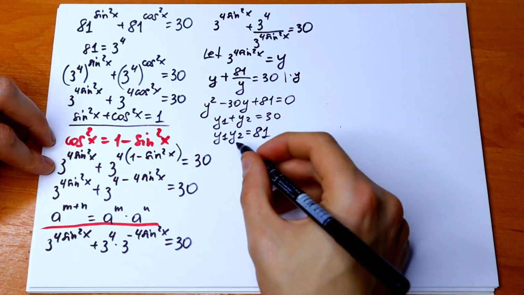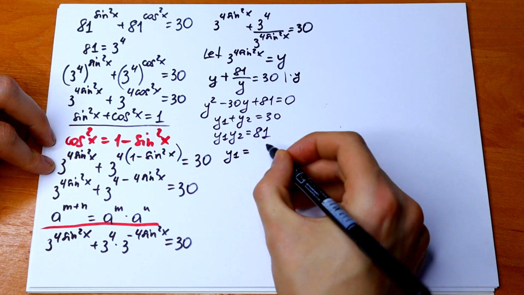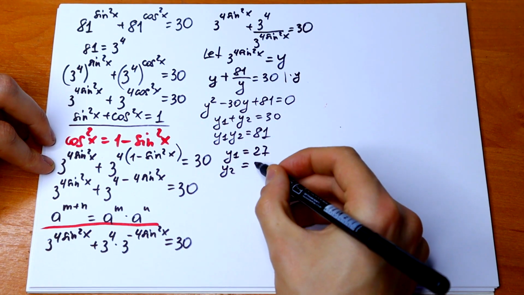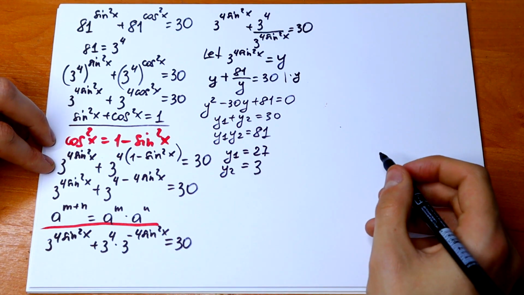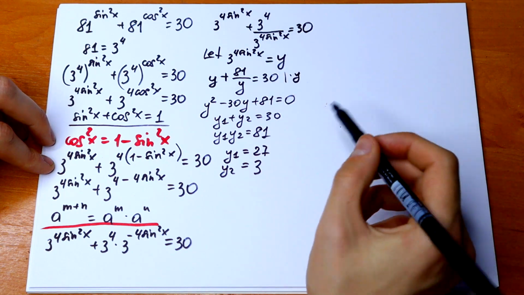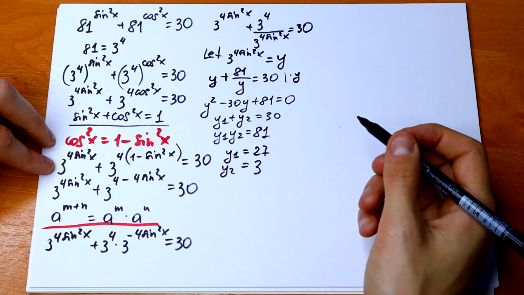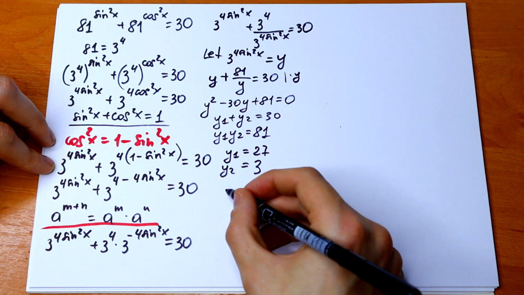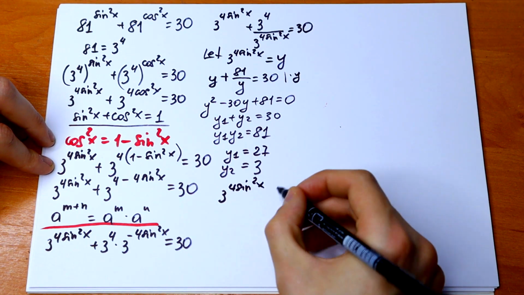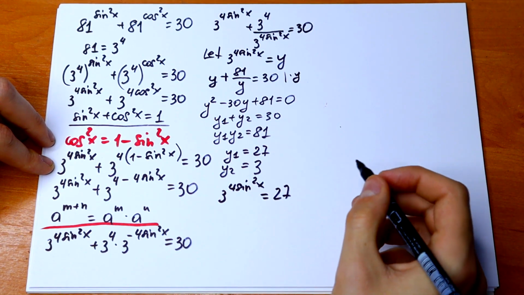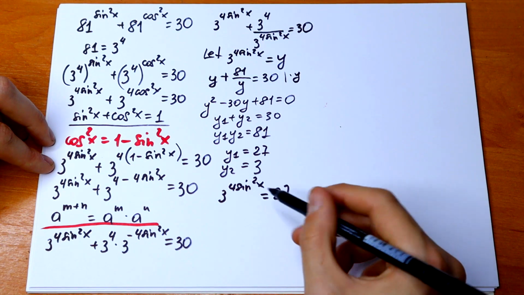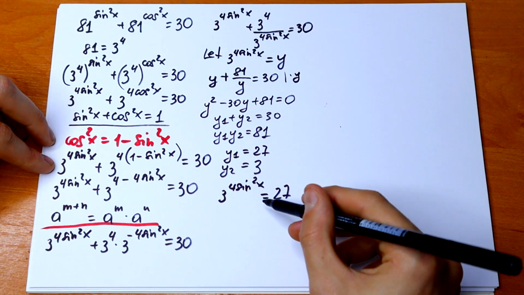For sure y first will be equal to 27, and y second will be equal to 3. So we have two roots, so for sure we will have two equations. Let's write the first one. We will have 3 to the power 4 sine square of x equal to 27, and the second one we will solve a little bit later. So let's start with the first one.